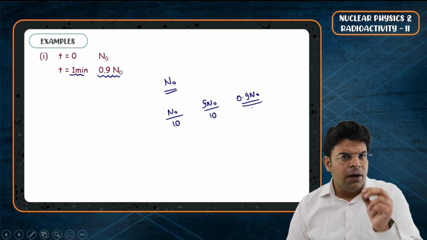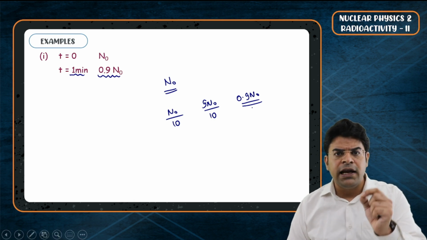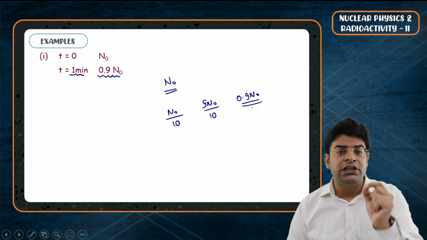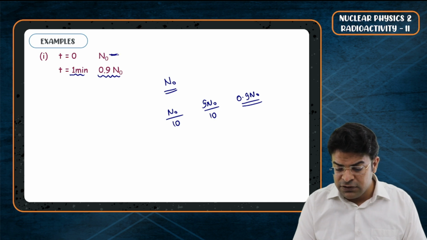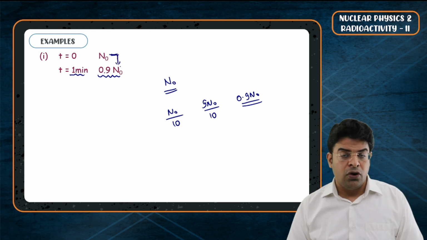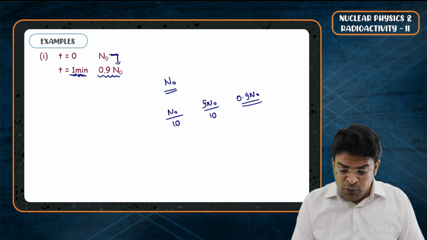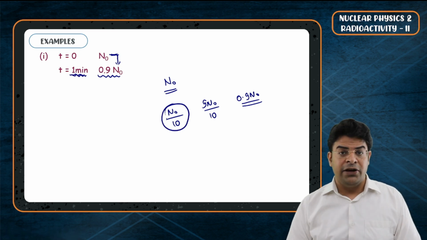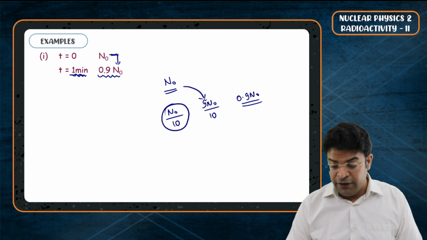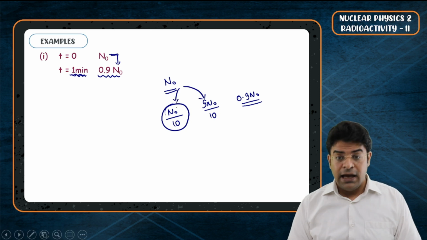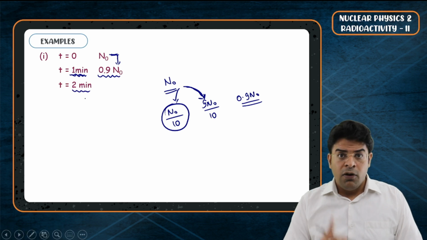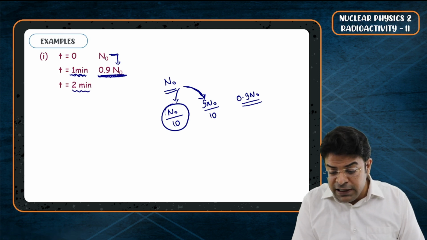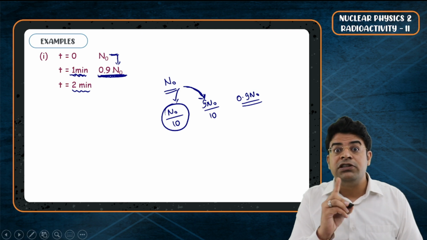Now, whenever a particular equation follows first order kinetics, there is equal percentage change in equal interval of time. So, if the quantity has decreased from n0 to 0.9 n0, it means that in a time frame of 1 minute, 1/10 has decayed and 9/10 has survived. This means that after 1 more minute, that is at time equals 2 minutes, 1/10 of this remaining will decay and 9/10 of this remaining will survive.